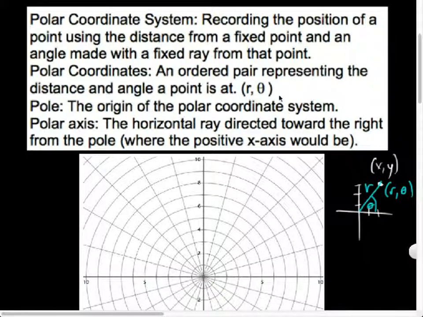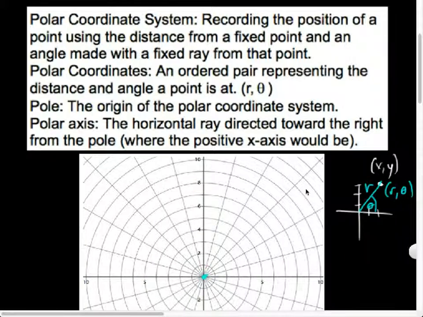So polar coordinates are an ordered pair representing the distance and angle a point is at. So r comma theta, the radius, so to speak, which makes sense because it's based on all these circles that you see here. And theta is the angle between that line for the distance, the ray, the vector, if you want to think about it that way, and the polar axis. So the pole is our name for the origin.